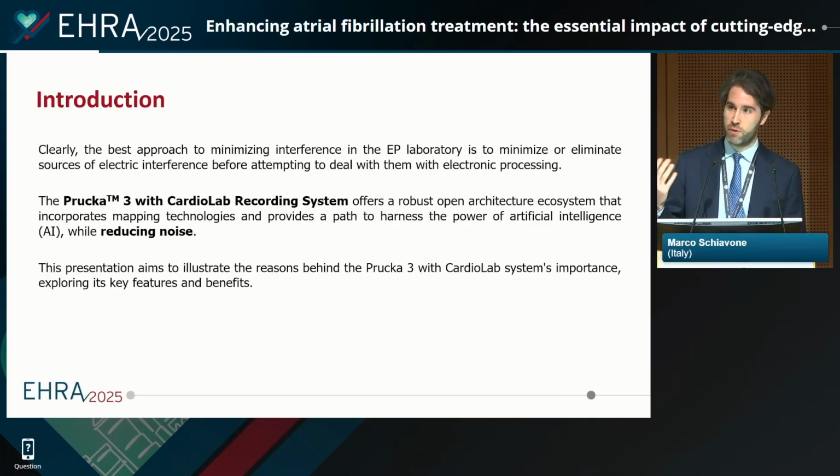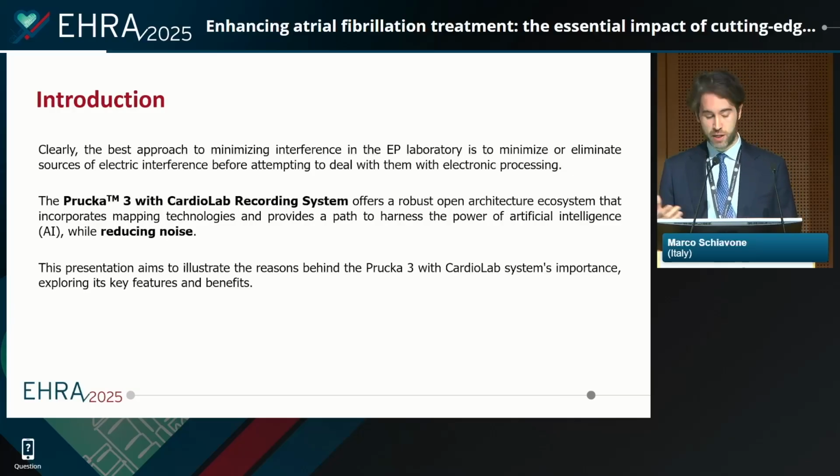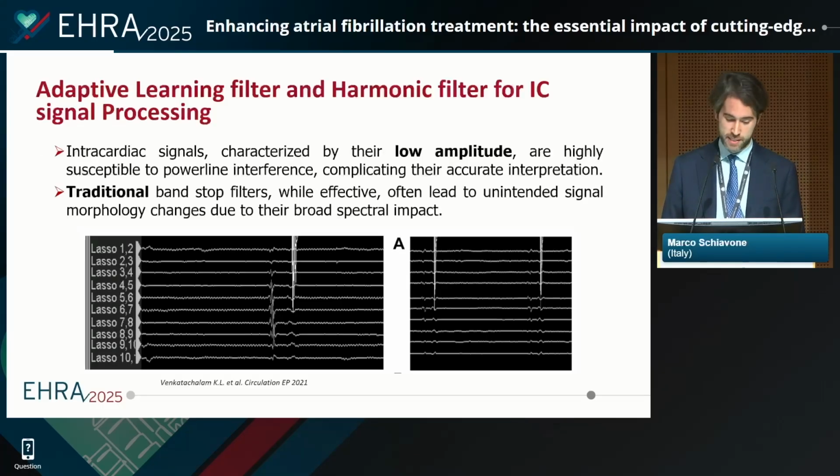So our aim has to be to minimize those interferences, and now we're going to see how, with the novel PRUCA, we have different filters and different algorithms that allow us to minimize these signals overall. Intracardiac signals are characterized by their low amplitude, and this is something that we should always keep in mind, because signals are highly susceptible to power line interference, and this complicates their accurate interpretation.